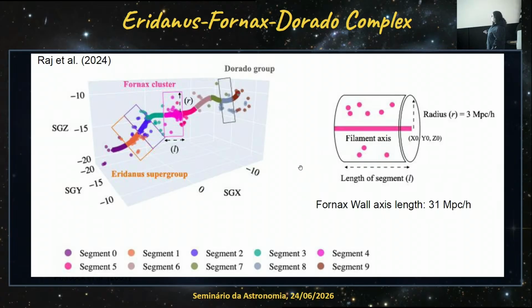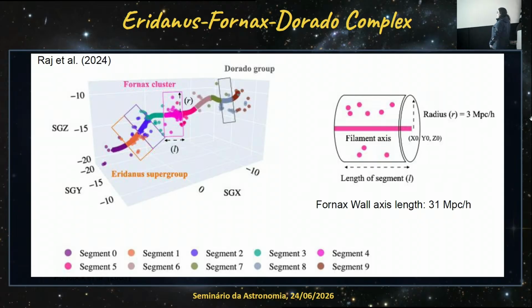But what they did in this work is use this catalog of groups and galaxies, and a code called One Dream that uses the closest neighborhood with PCA. It's a mix of these two approaches to try to define the filaments that connect the three elements: the supergroup, the cluster, and the Dorado group. Their main result is that they find a main substructure, a main filament that could connect all of it. Actually, it's a mix of several segments of filaments that connect the three elements.